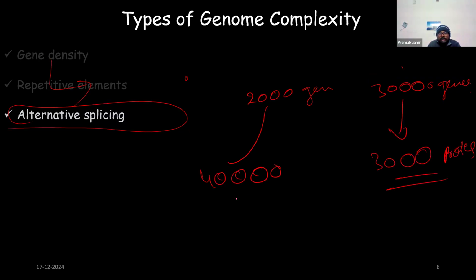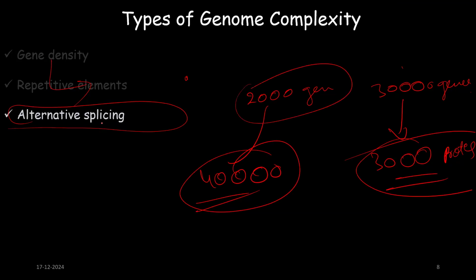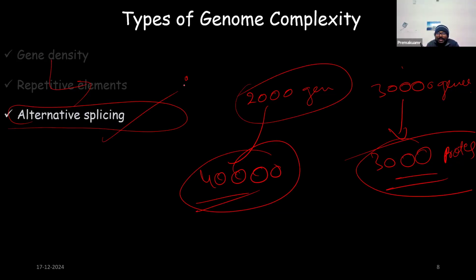In any case, is it possible or not? Possible, sir, because of alternative splicing. Actually, I should have asked this question before. Even 20,000 genes may code for 40,000 proteins. You can see the protein number is more than the gene number because of alternative splicing. It's not that a genome having only 20,000 genes will only code for 20,000 proteins. It may code for 40,000 proteins also. It's possible because of alternative splicing.